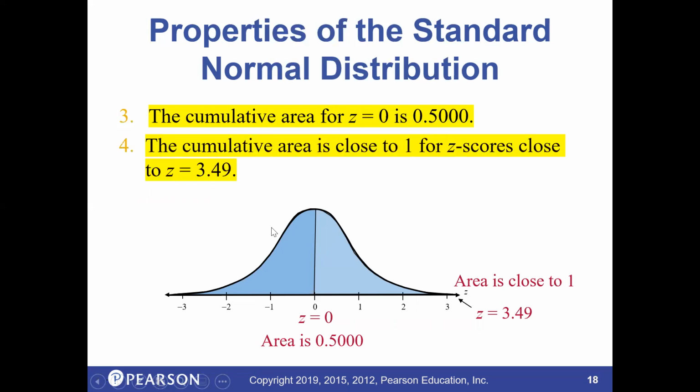And last one here, number 4, the cumulative area is pretty much, we say, close to 1. If you're at a z-score of 3.49, and I don't know why they don't make it like 3.5, like why would you be 100th off, right? But 3.49 pretty much just says, look, I have all the data. There's really nothing to be added beyond that 3.49.